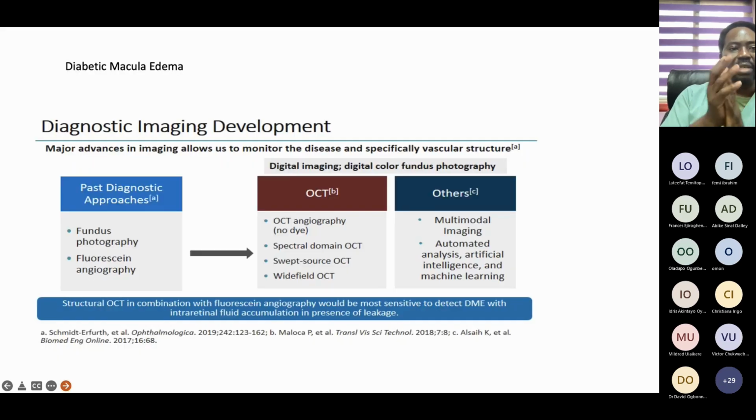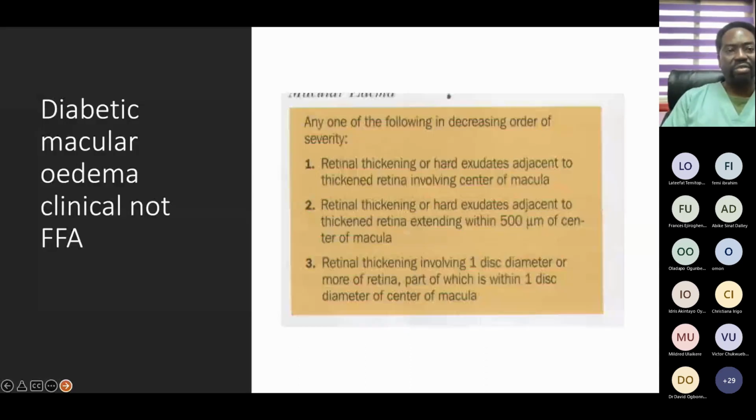Now, in diabetic macular edema, the structural OCT in combination with fluorescein angiography will be the most sensitive to detect DME, with intraretinal fluid accumulation in the presence of leakage. So it's important that now we can combine modalities. We have OCT angiography, we have FFA. We can combine modalities to give us more detail about any patient that we're evaluating.